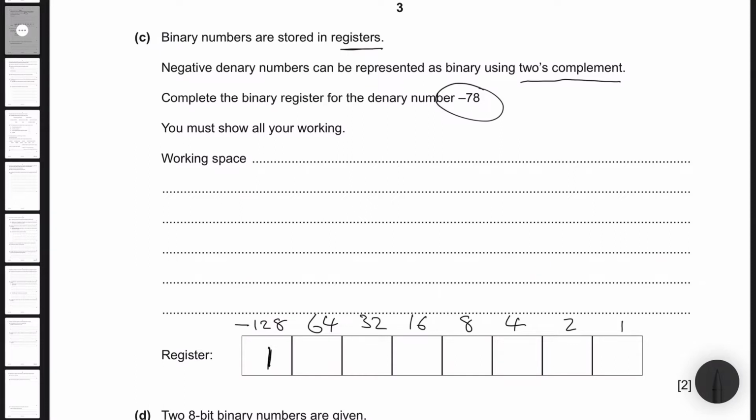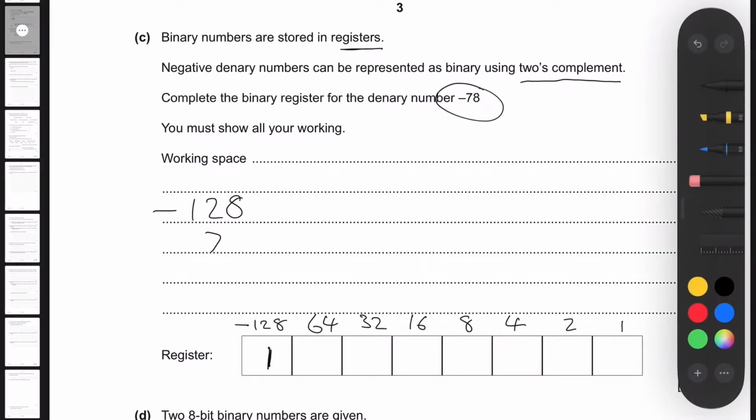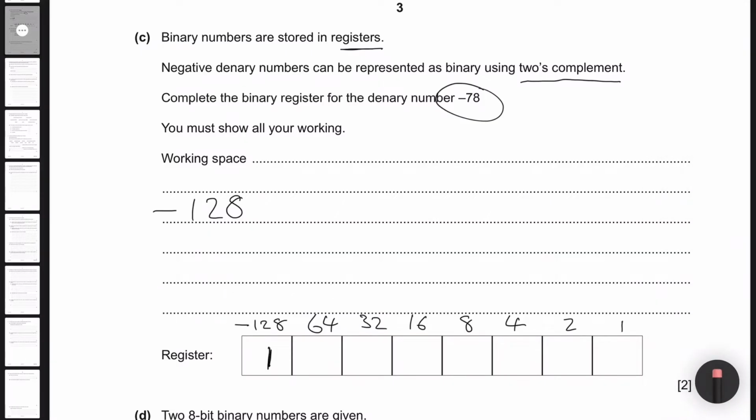So I've got my working space here, 128. And I've got to basically get to 0. So minus 128, and I've got minus 78. So let's have a little look at how we get to minus 78. So this, we can ignore this.